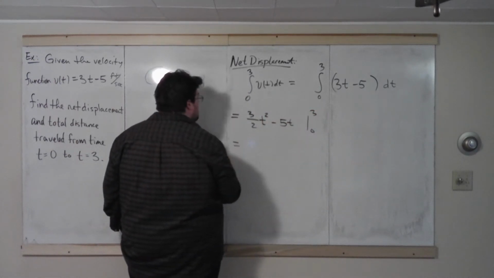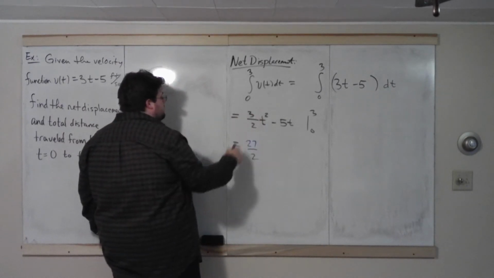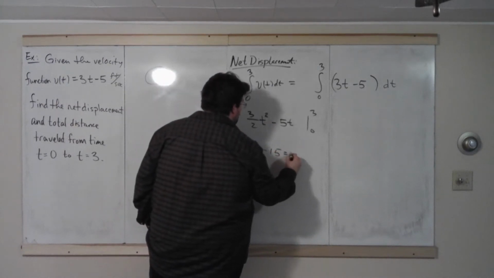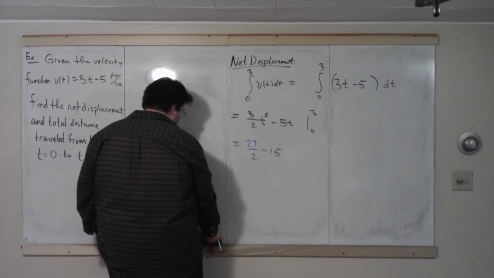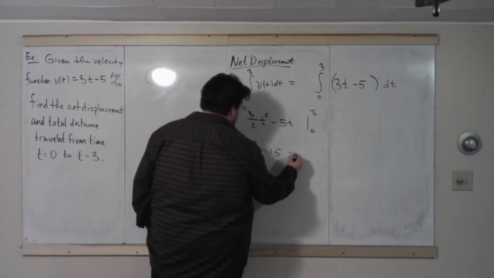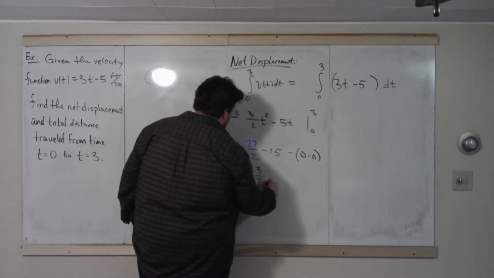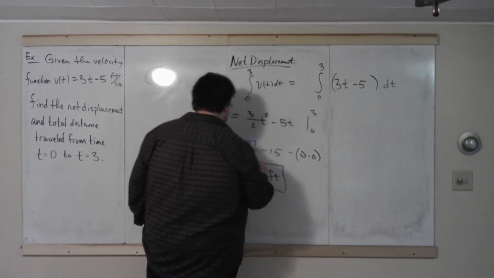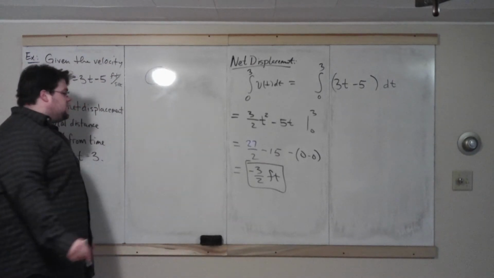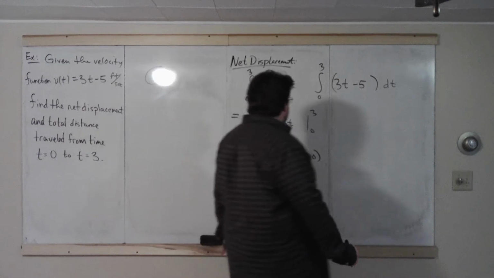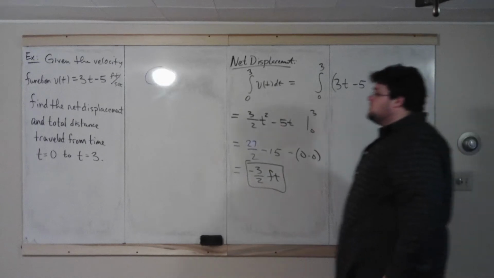And what do we get? Well, at 3 we get 27/2. 9 times 3 gives you 27. Minus 15 gives you negative 3. Oh, minus 15. And notice here, at t equals 0, you do get minus 0 minus 0. So this just gives us negative 3/2 feet. So whatever this velocity function is measuring the position and the velocity of on time 0 to time 3, it goes back 1.5 feet.